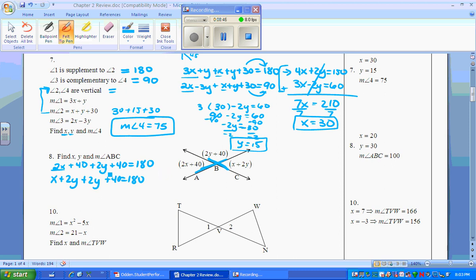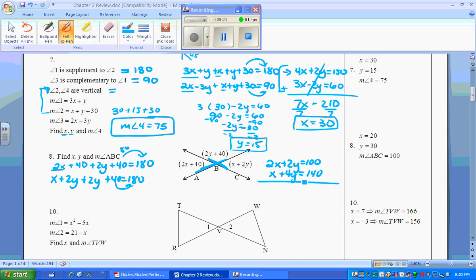Simplifying this, 2x and then 2y, and then we got 40 and 40 is 80, but the 80 needs to go this way, so that means that's 100. So one equation, I'm going to write it over here, is 2x plus 2y equals 100. And the second equation, we have x and then 4y, so then we get x plus 4y equals, and then we only have a 40. 40 moves this way to equal 140.